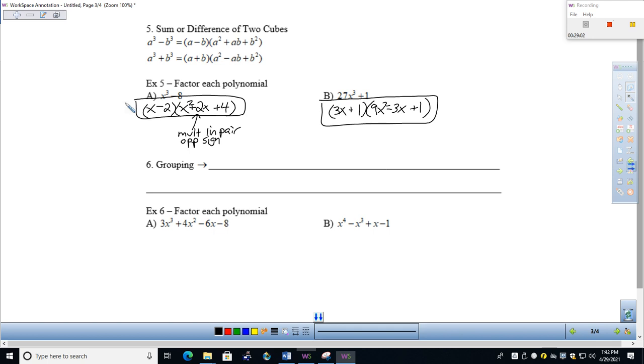Next one, everybody, grouping. So how many terms do you have when we look to group? 1, 2, 3, 4 terms. Okay, pretty cool. So let's try grouping. So here's what I would say. Grouping is just really based on greatest common factor, but we're just going to start the process by grouping the terms into pairs.